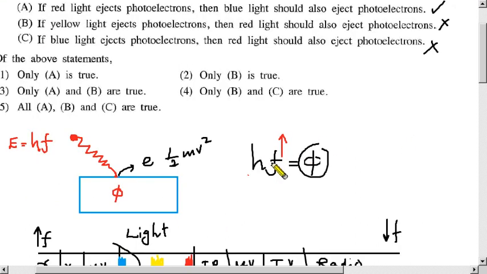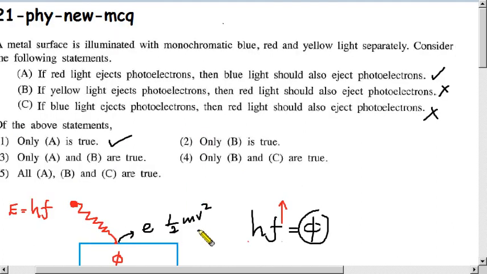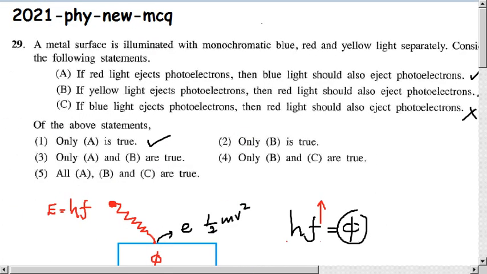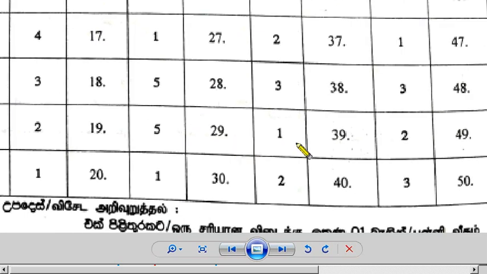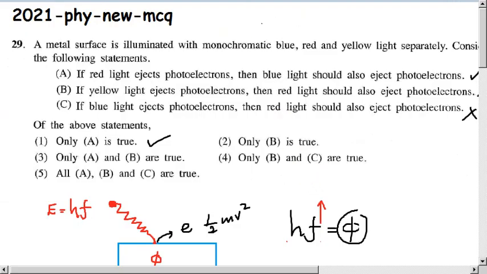So first one only, A. The question number is 29, the first one is correct. So we have successfully solved the problem. Right, let us go to the next one.